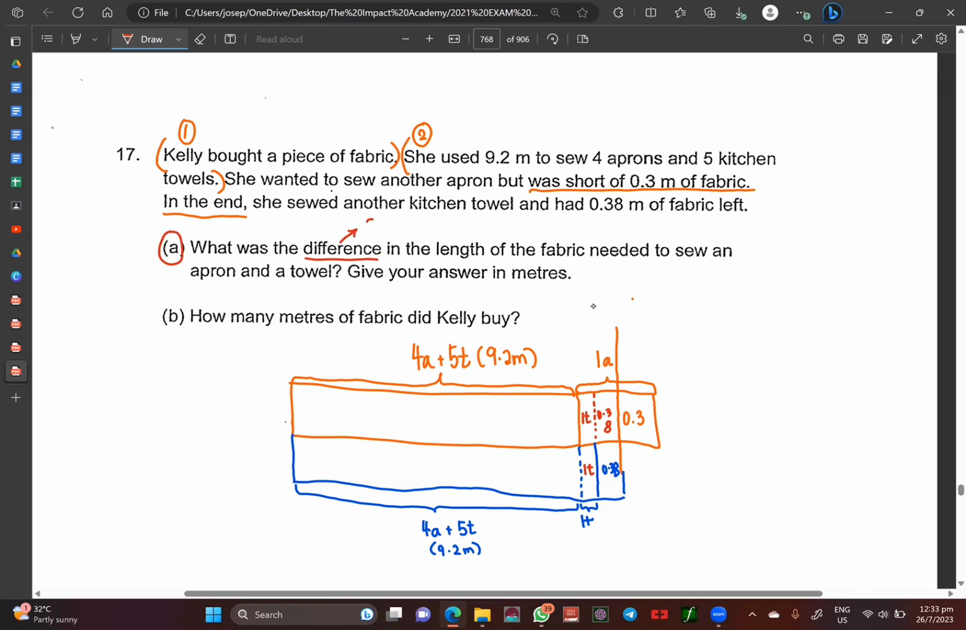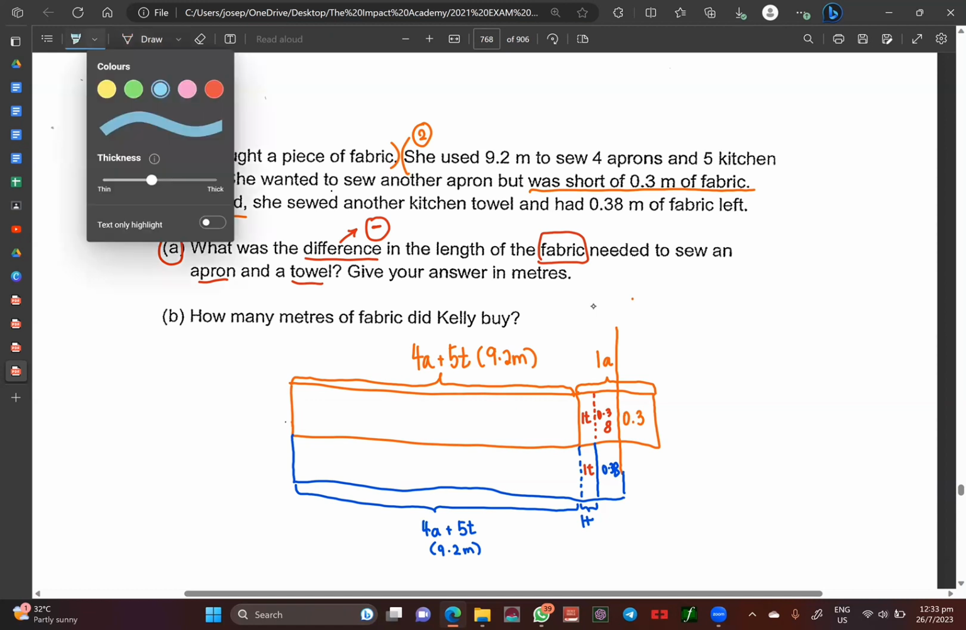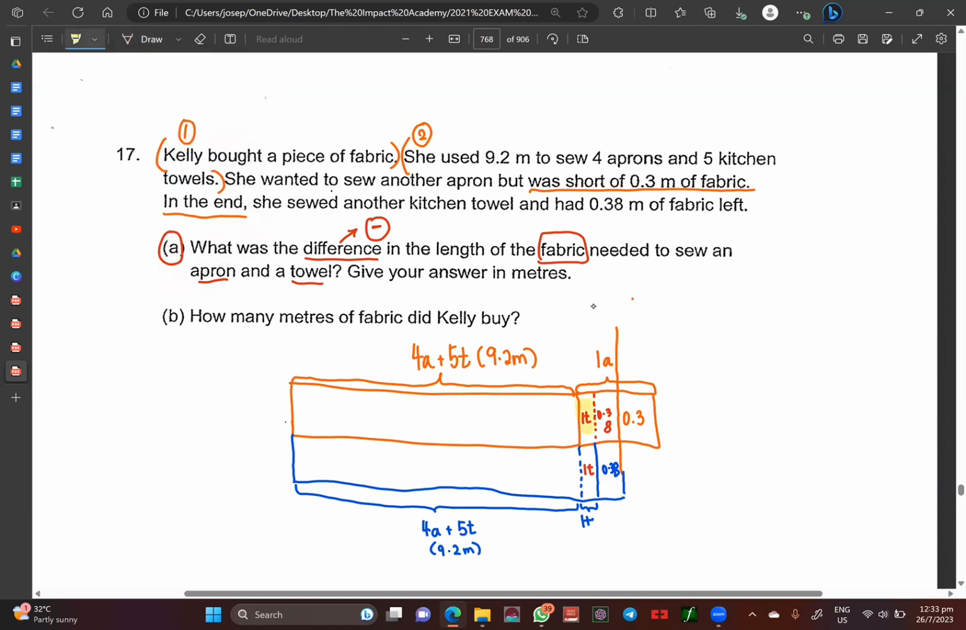All right? Now, the question says, what was the difference? When I see the word difference, it means I have to subtract the length of fabric needed to sew an apron and a towel. So they are asking you to find the difference between an apron and a towel. And when I look at this, I just have to cast my eyes onto the model over here.